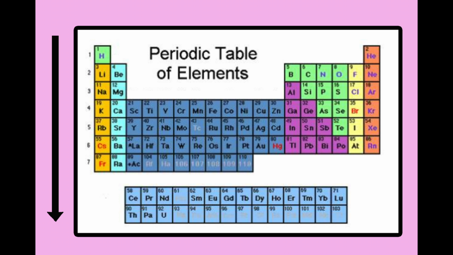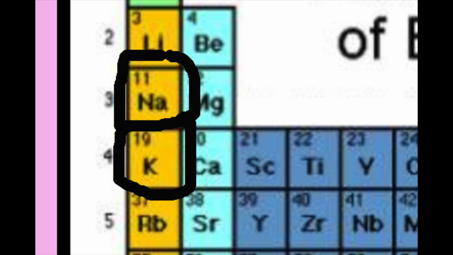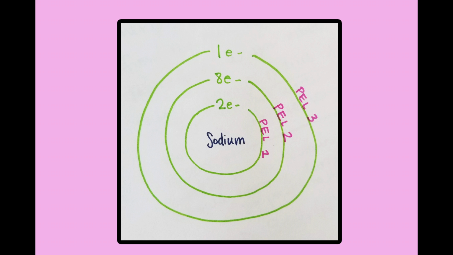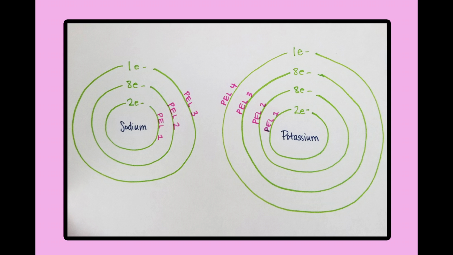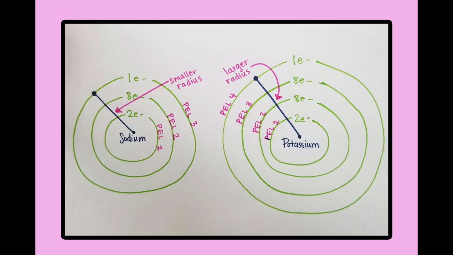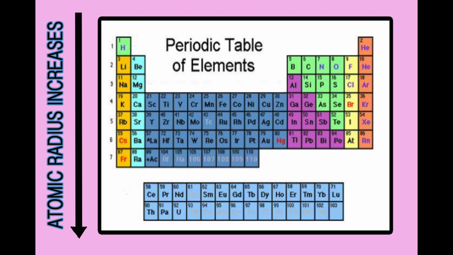Now let's look at what happens to atomic radius as we move down the periodic table. Let's consider the elements sodium and potassium. Sodium's outermost electron is in the third principal energy level. Potassium's outermost electron is in the fourth principal energy level. Because each new principal energy level is further away from the nucleus than the one before it, potassium has a larger radius than sodium. As you move down the periodic table, atomic radius increases.